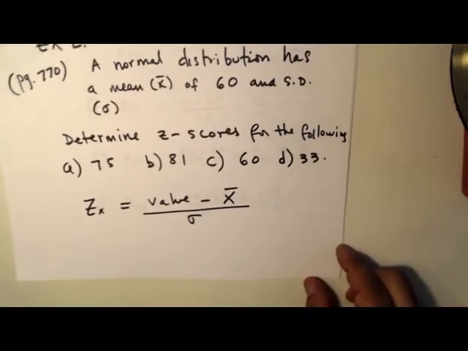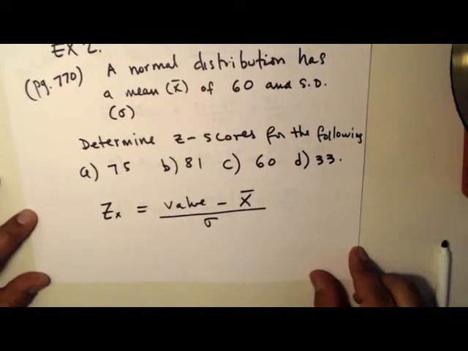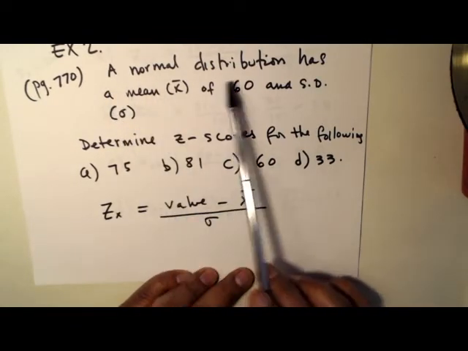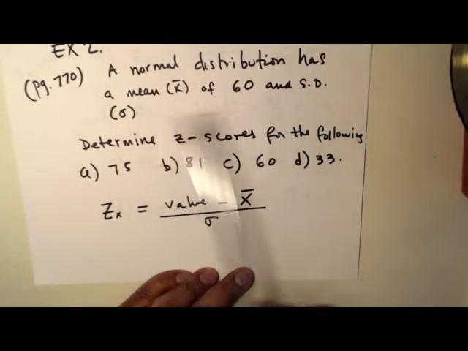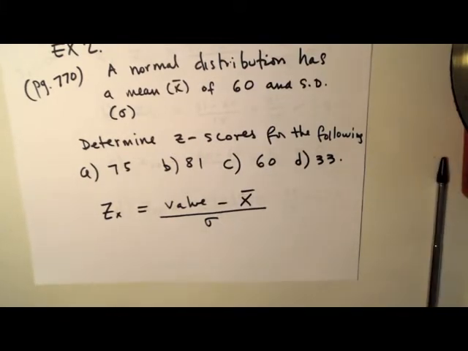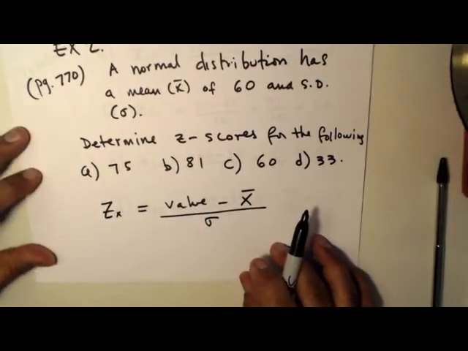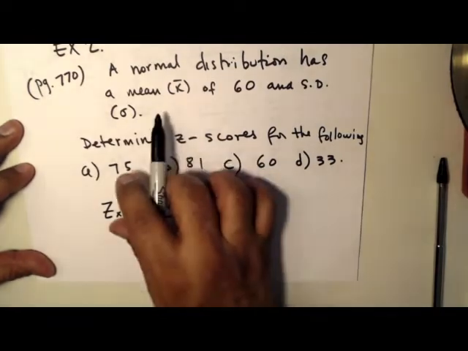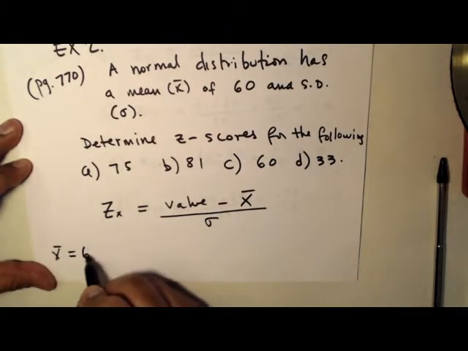We have an example here. It's example 2 in the textbook, and it's stated as follows. A normal distribution has a mean of 60 and a standard deviation of 15, okay? So that's what we have. They're giving us the data points that we are interested in, right? Sometimes it's good to summarize. On the side, you can write the mean is equal to 60.